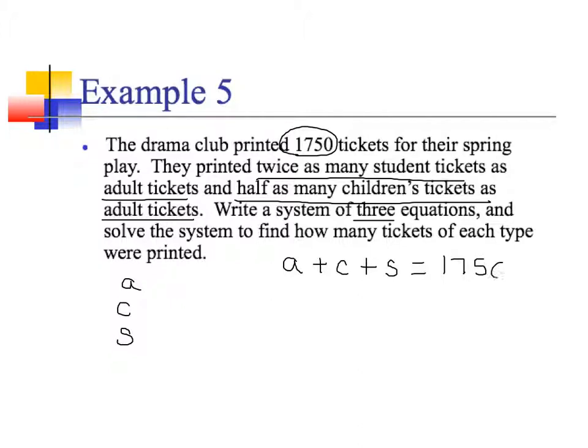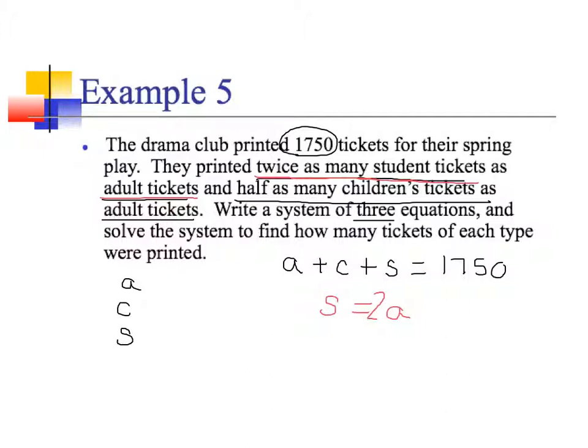Then I also know that there are twice as many student tickets as adult tickets. So in other words, if I wanted to set the student tickets equal to the adult tickets, since there are twice as many student tickets, what I have to actually do is to double the adult tickets to make them the same. Or I could have cut the student tickets in half to make them the same. But I find working with a number 2 is easier than working with a number 1/2.